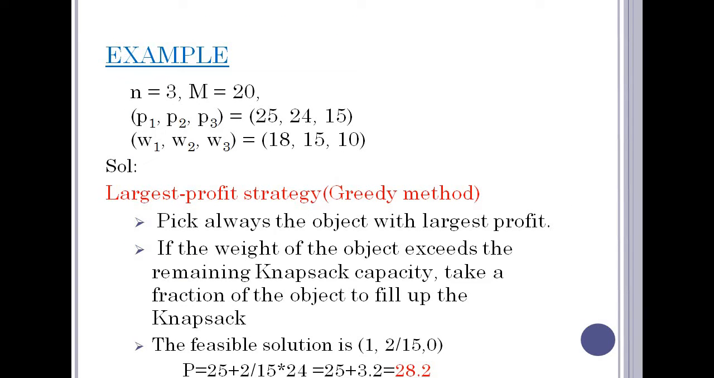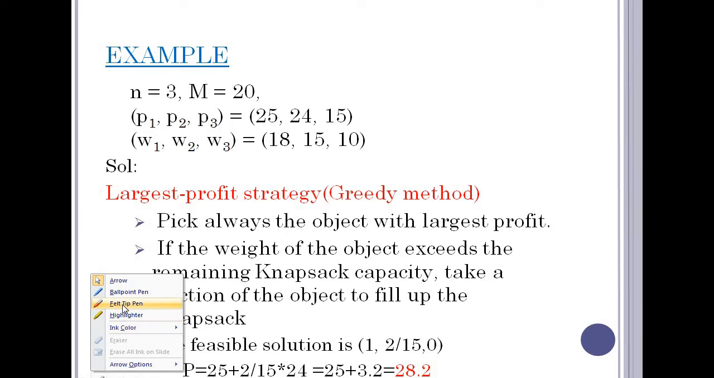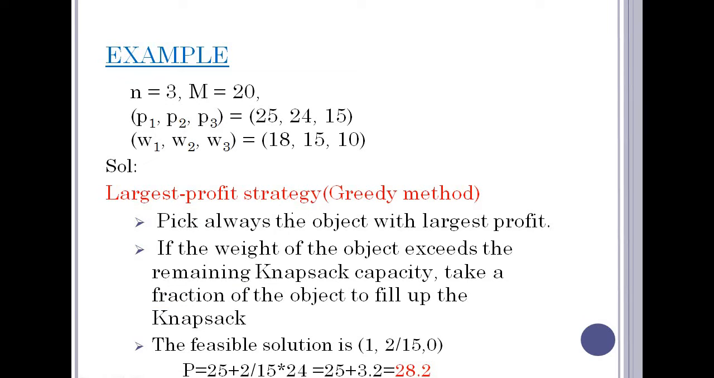Now let's see what are the different greedy approaches we can apply to the knapsack problem. We will consider our knapsack with the capacity M. Suppose it is of 20 kgs, and after that we have 3 atoms. Every atom has some profit associated with it along with the weight. So the first strategy that we are going to see is the largest profit strategy.